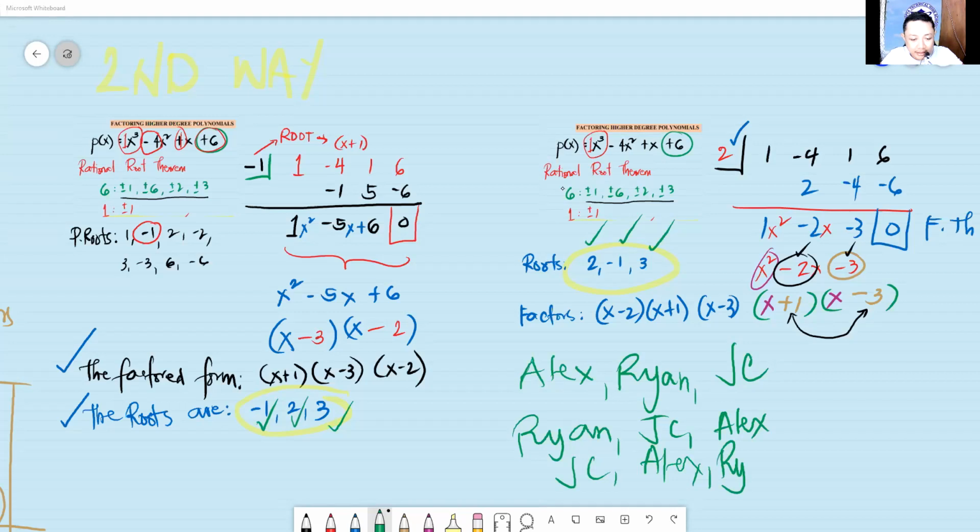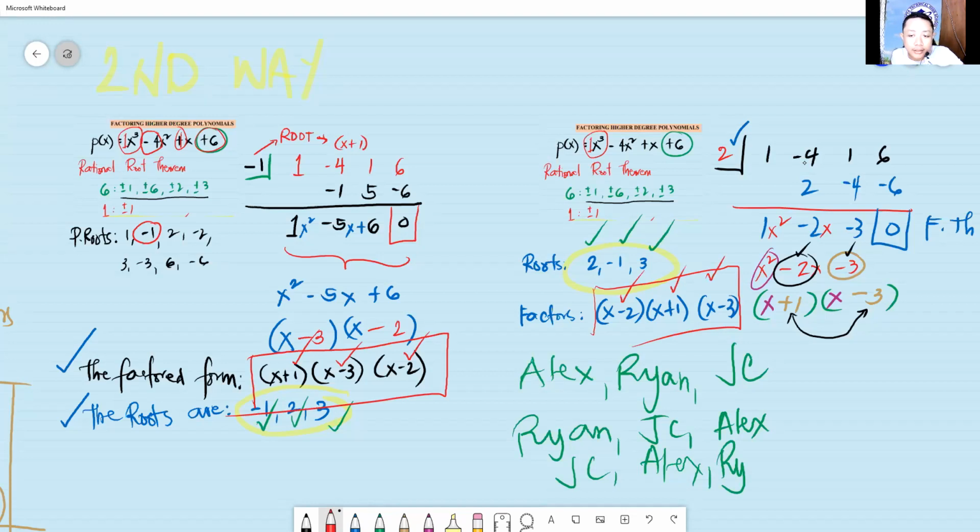Similarly with the factors. Look at this. These are the factors. Tingnan nyo nga. Are they the same factors? We have x plus 1, x plus 1, x minus 2, x minus 2, x minus 3, x minus 3. Yes, exactly the same. Ito po, hindi na po sila nakakama.